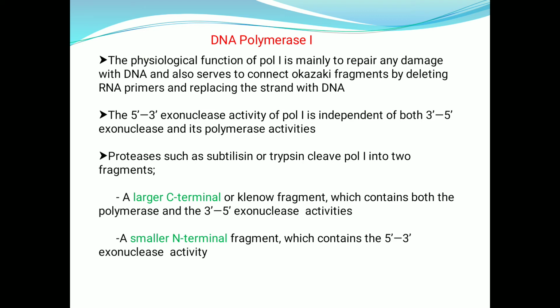And the smaller fragment of the DNA polymerase, which is the N-terminal fragment, contains 5' 3' exonuclease activity. It has only one function, that is 5' 3' exonuclease activity. That's why, as we discussed previously, the 5' 3' exonuclease activity of Pol 1 is independent of both 3' 5' exonuclease and polymerase activities.